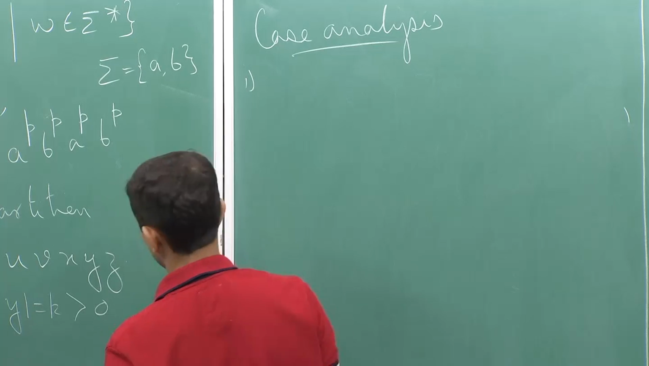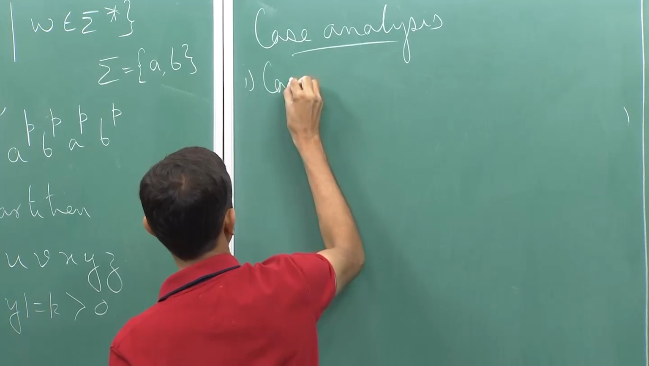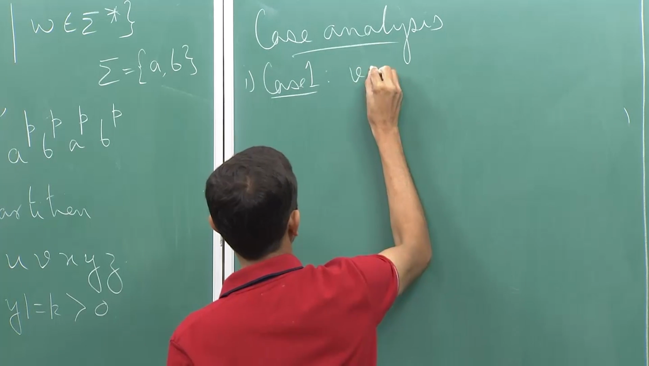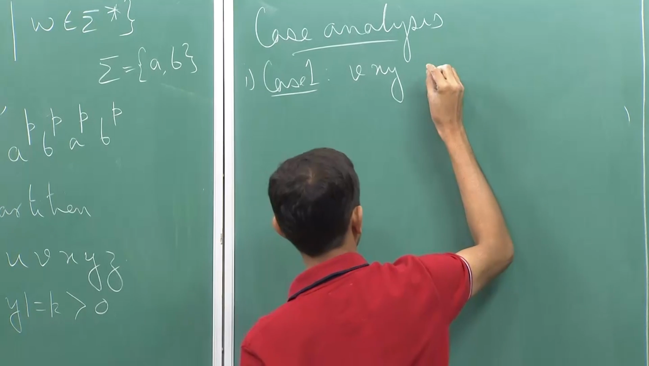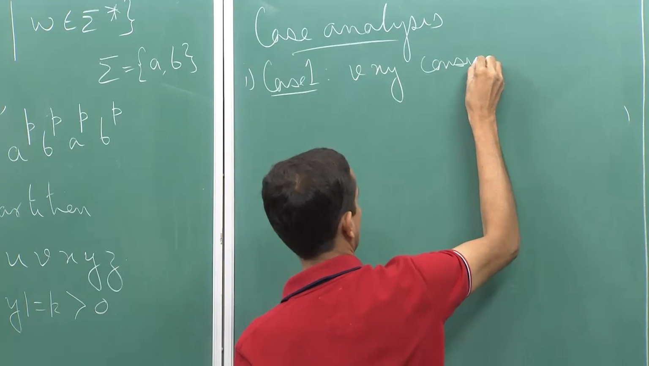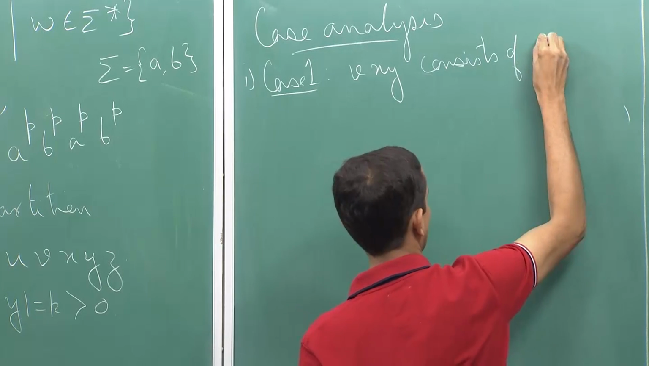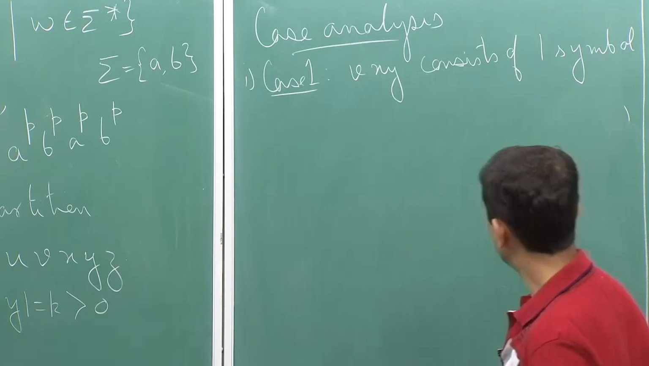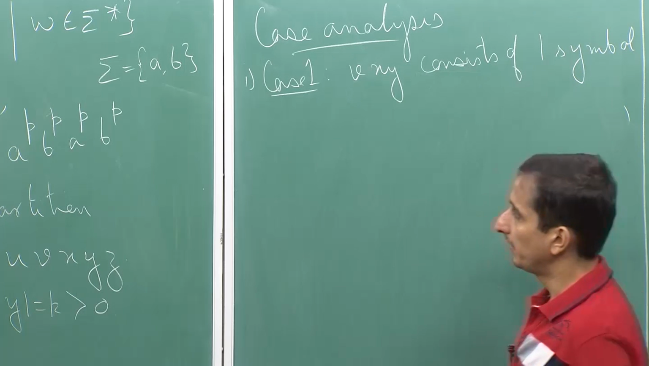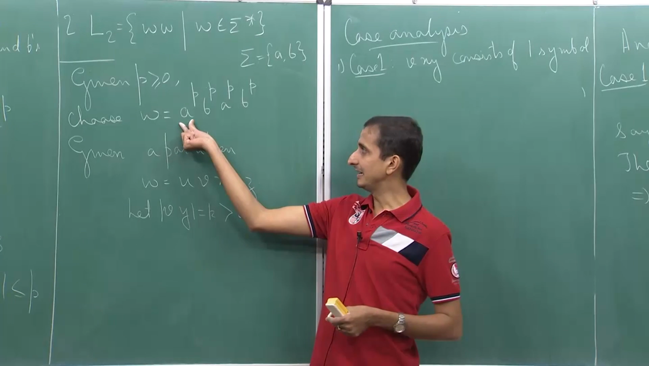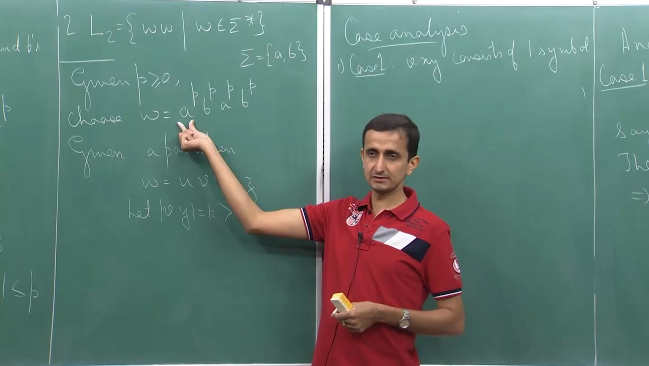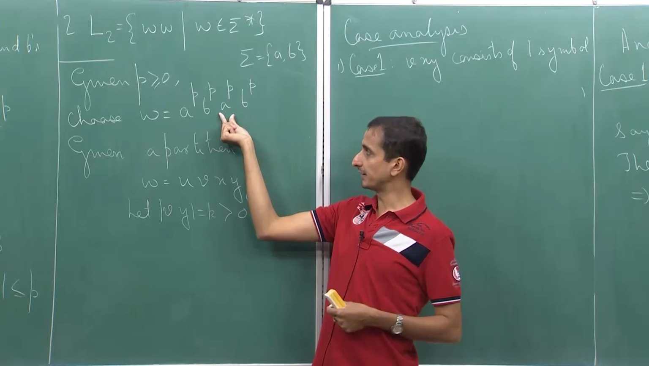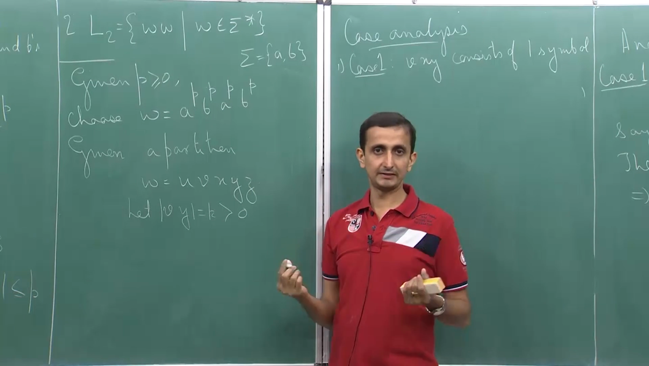Okay. So, firstly, Vxy consists of one symbol. Okay. So, if Vxy consists of one symbol, it either lies entirely within the first block of A's or within the first block of B's, or it lies entirely within the second block of A's or the second block of B's, nothing else. Okay.